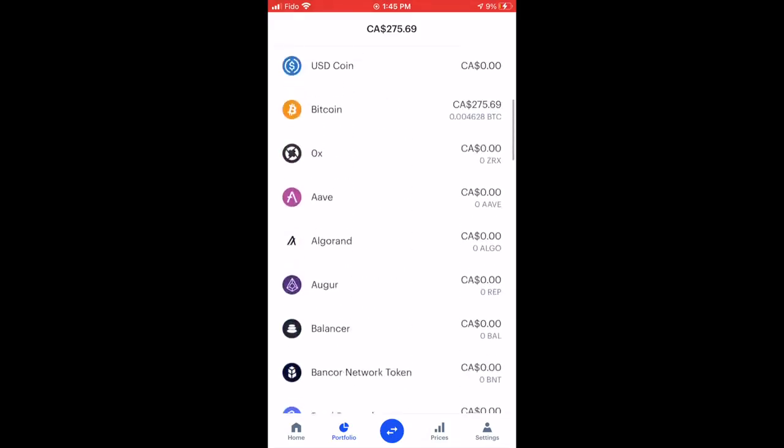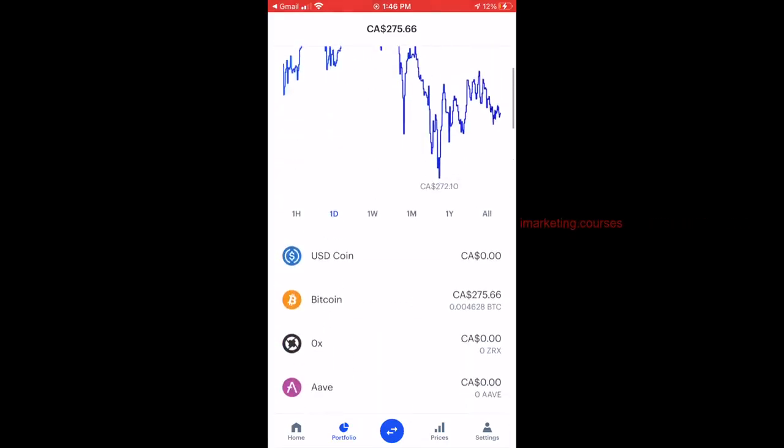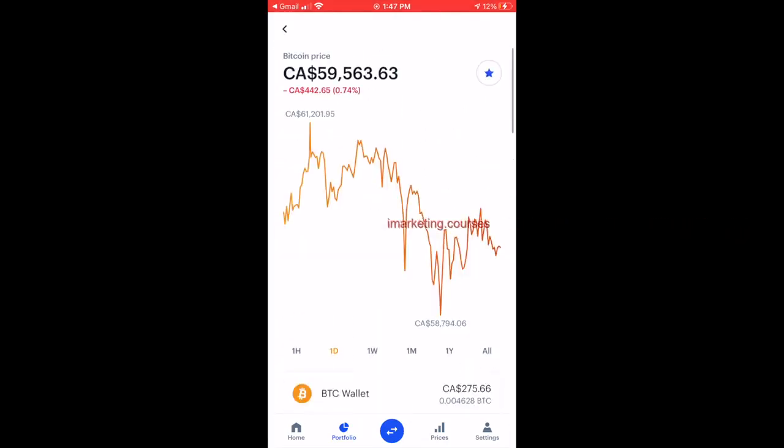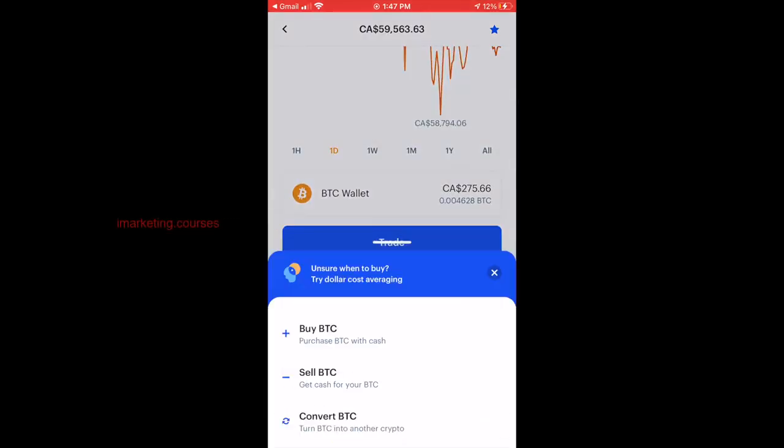But as you can see, I only have money in Bitcoin. It says $275 in Bitcoin. So I'm going to show you guys basically how you would buy Bitcoin. I'm going to click on it, and if you scroll down, you're going to see the trade button. So click on trade, and here it says buy Bitcoin, so I'm going to click on that.